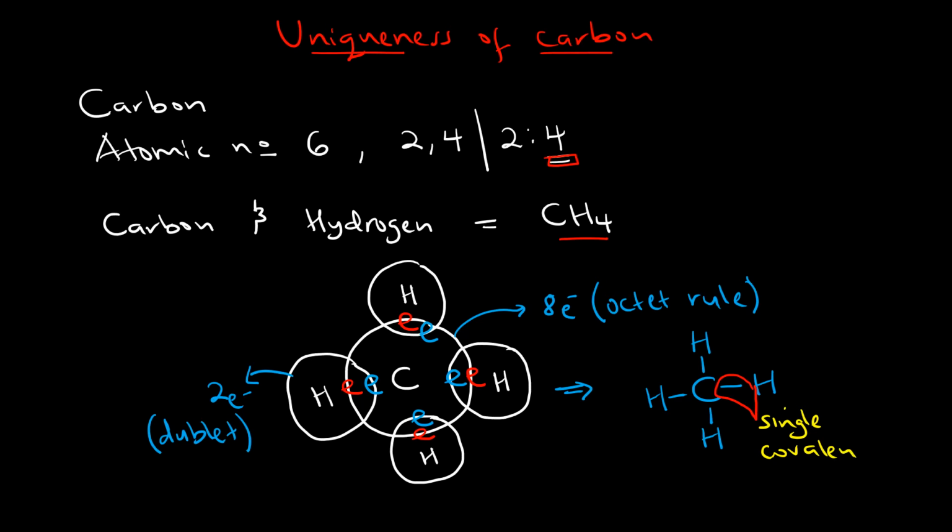One thing you should note before we continue is that in organic chemistry, this dash will always represent a single covalent bond, and you realize that carbon will have to bond to 4 other atoms for it to be stable. So let us look at the actual uniqueness of carbon.